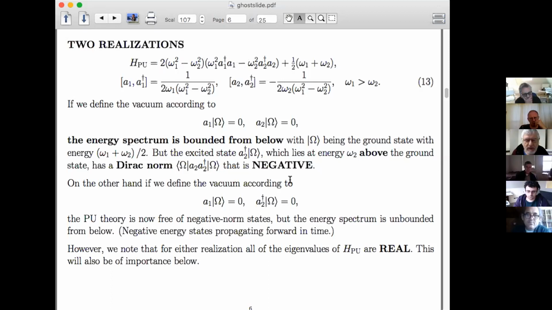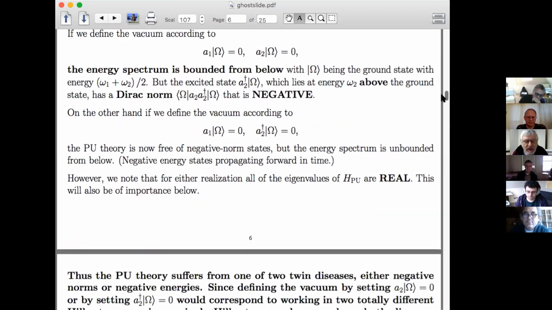Realization one is energy spectrum bounded from below, Dirac norm negative. The other one, energy spectrum unbounded from below, but no negative norm states. So either way, it looks like bad news. However, I just want to stress that nonetheless, all the energies are real. And we'll see that this is of significance in what comes next.